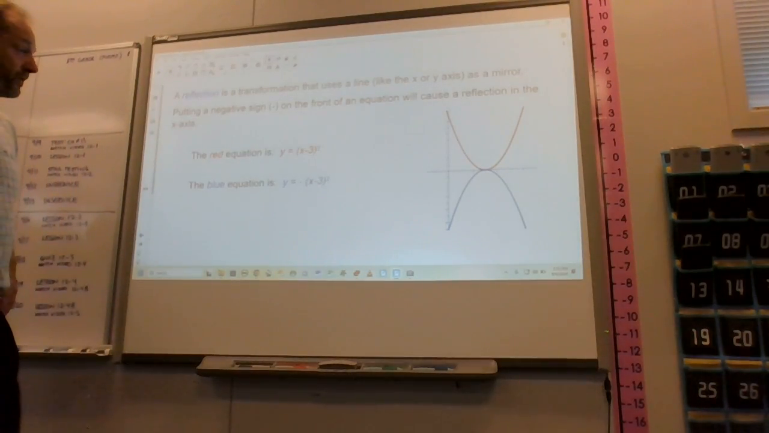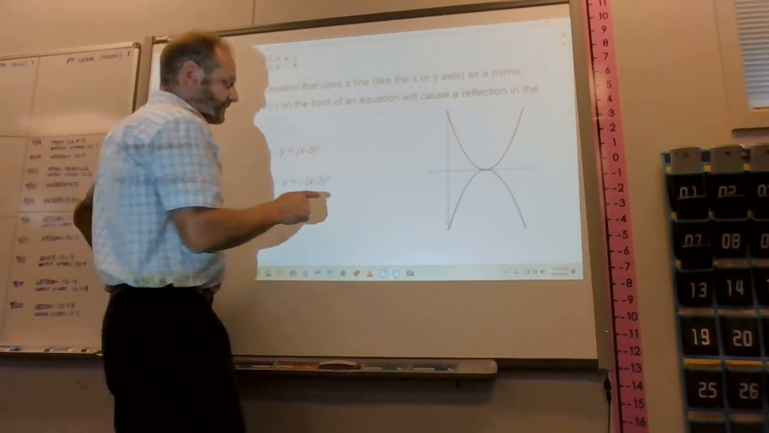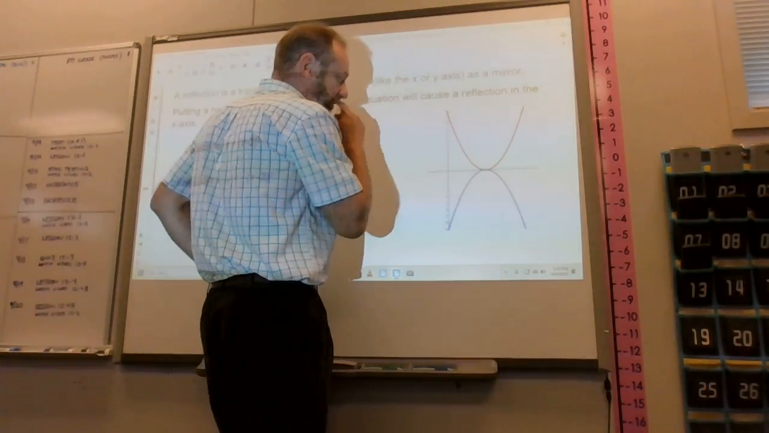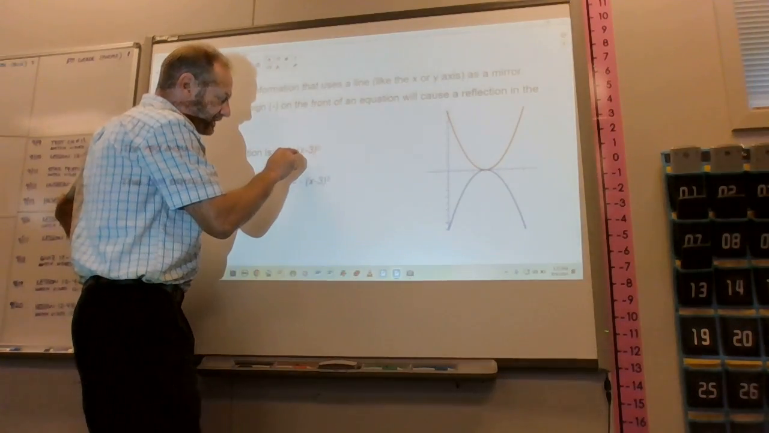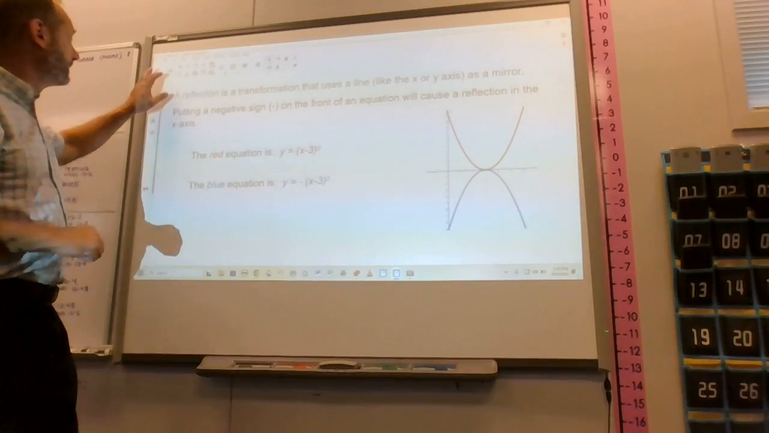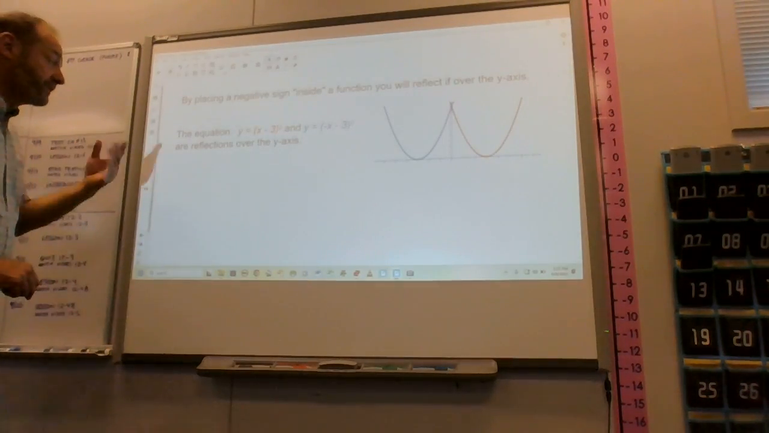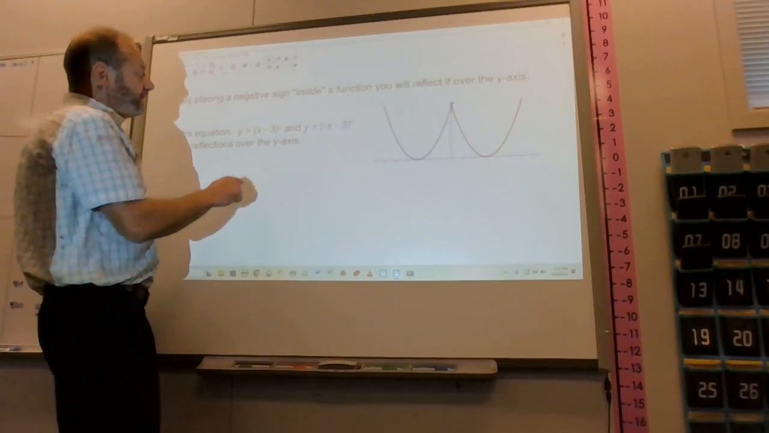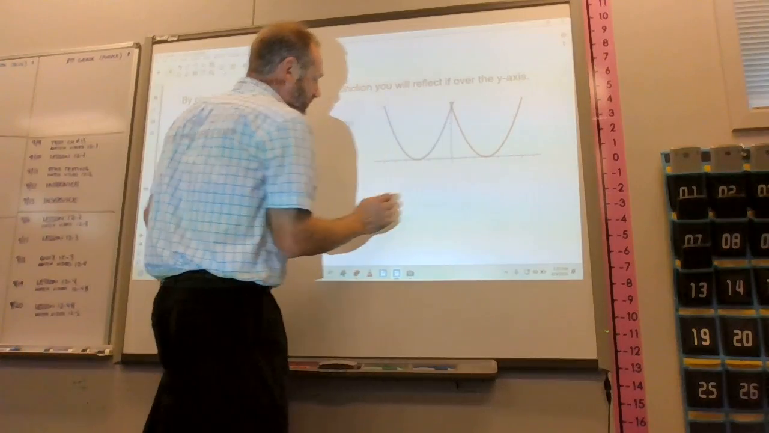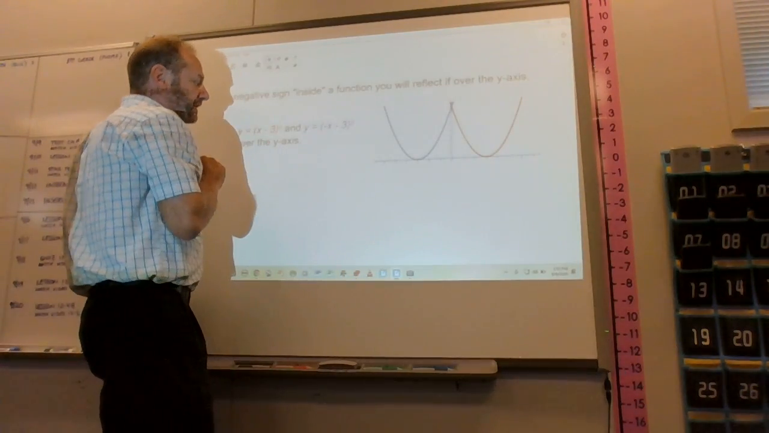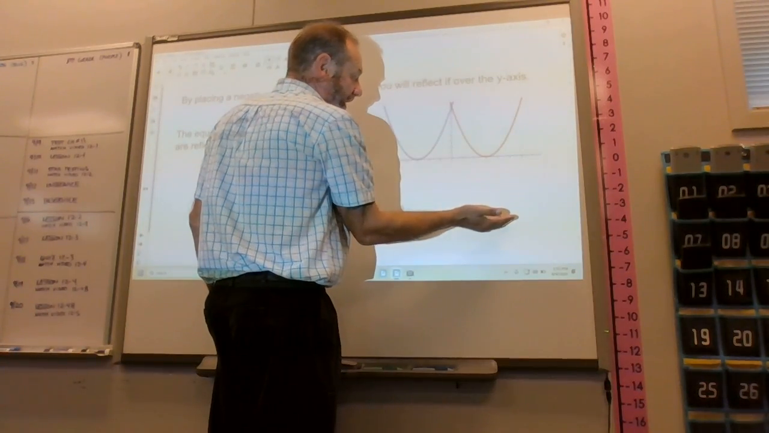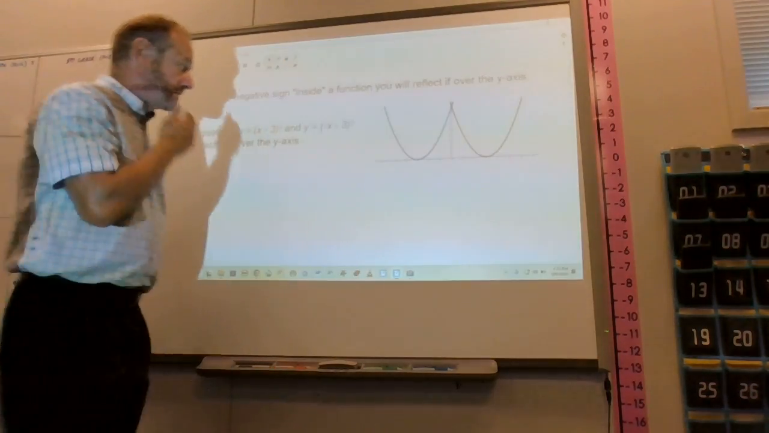Now this will flip it over a horizontal axis. If I want to flip it over a vertical axis, I would put a negative inside the parentheses there in front of the x. Like this one, okay? So here I've got x minus 3 squared is the red one. So this is my original one. If I tack a minus sign on the inside of this function, instead of flipping it over the x-axis, it's going to flip it over the y-axis.